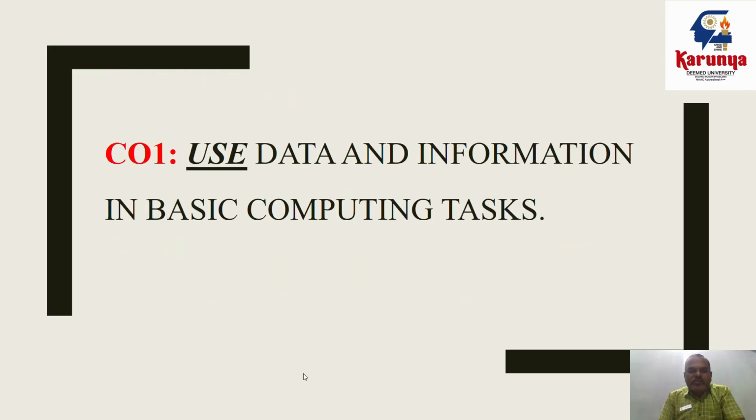The first course outcome is the use of data and information in basic computing tasks. What is data, what is information, the distinction between data and information, and the basic computing tasks. All those things will come under the first course outcome.